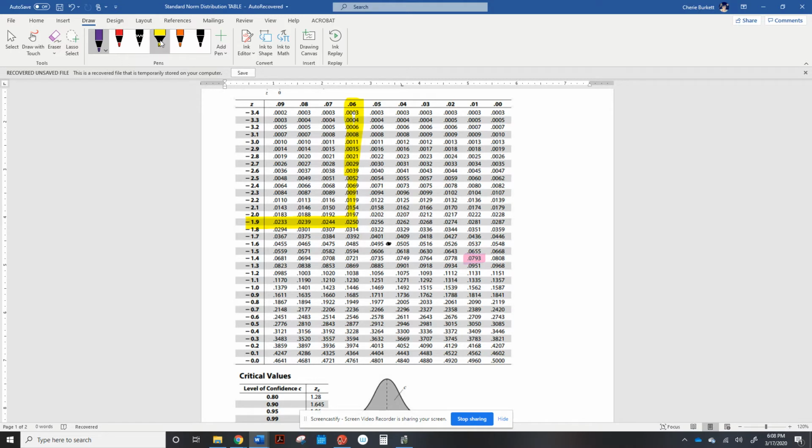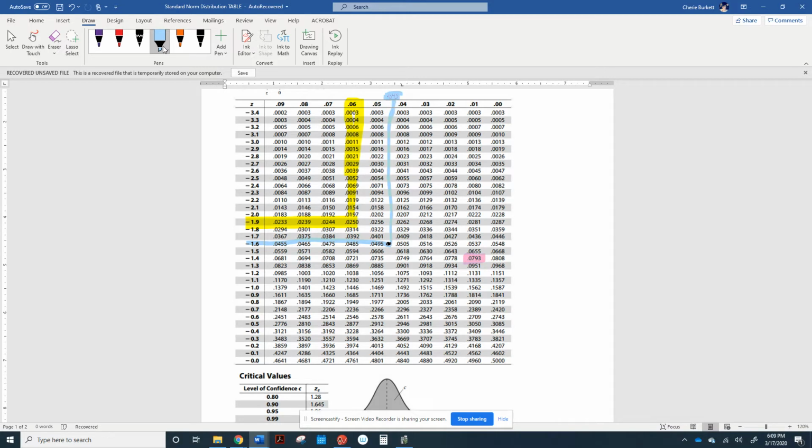Okay, so what number is that? Let me get a different color highlighter. It is negative 1.6, and it's halfway between 0.04 and 0.05. So what's halfway between 4 and 5? It would be 0.045. That's what it would be. That's halfway between those two. And that's where we would go up.